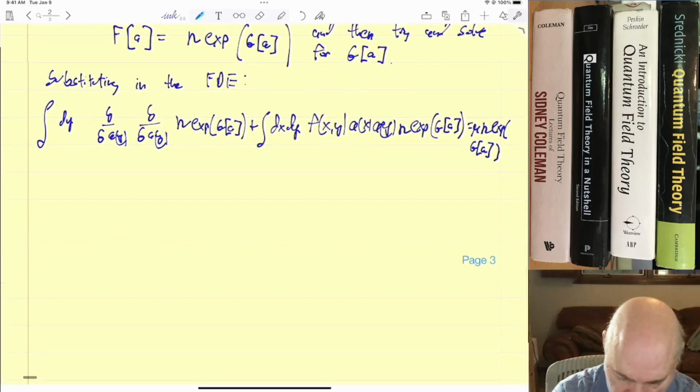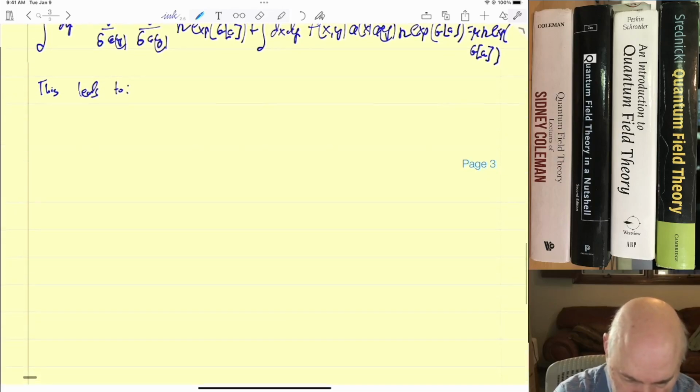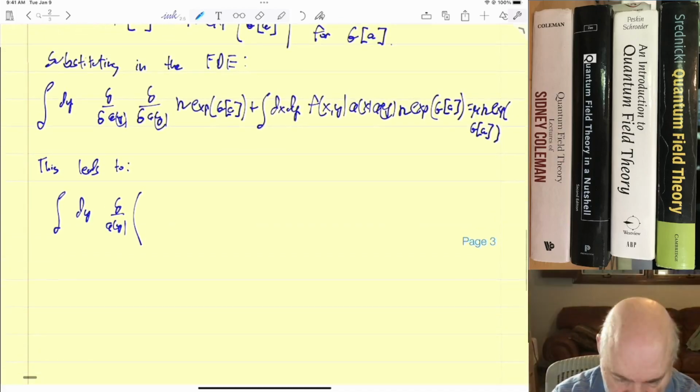So now this leads to the integral of dy δ/δa(y). When we take the first functional derivative, it's an exponential, so the derivative of an exponential is just an exponential times the derivative of whatever is inside that exponential. So we're going to get δg/δa(y) times the exponential of g(a).